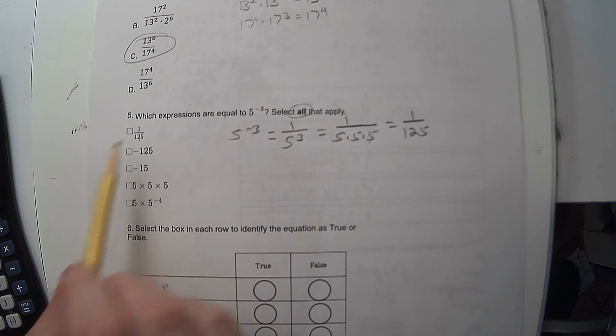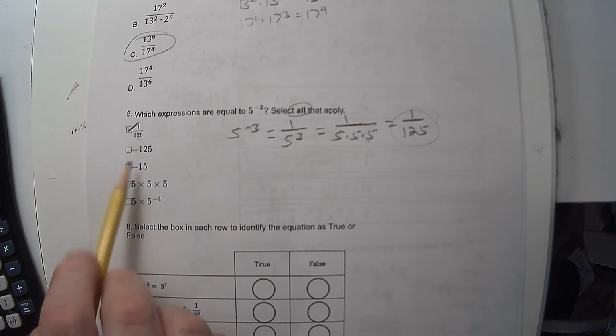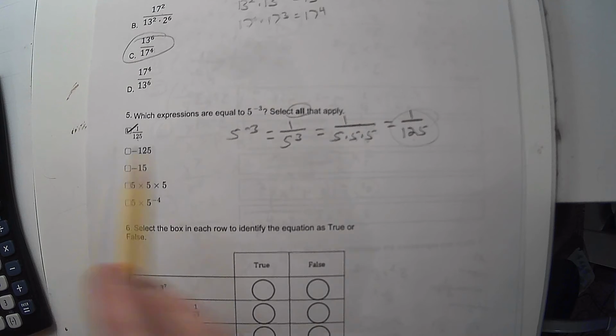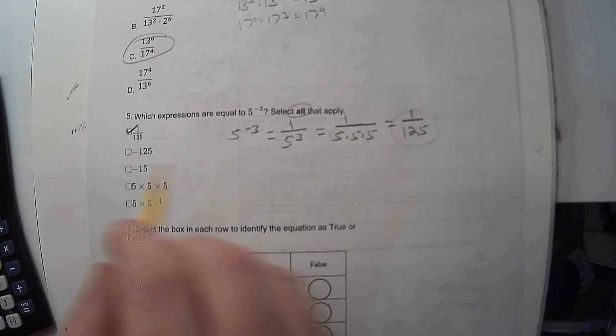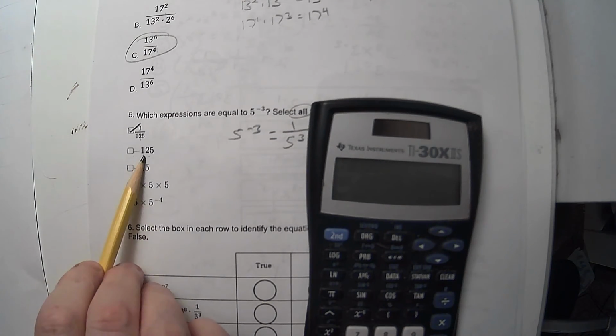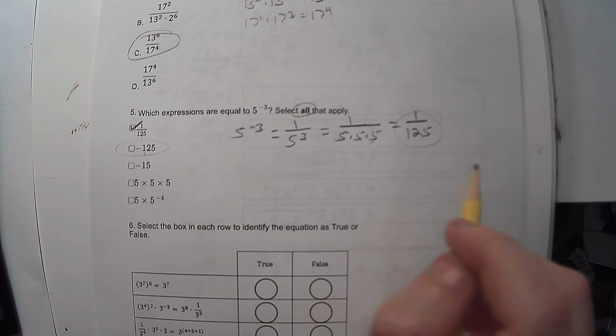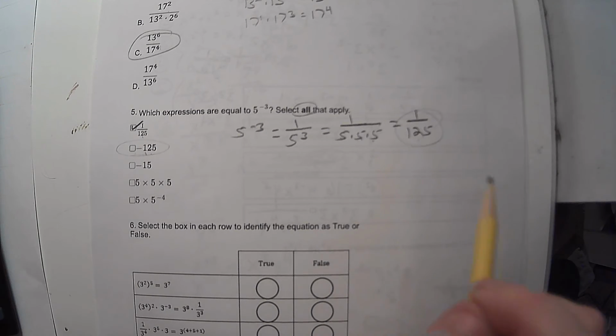Alright, so to start off, 1 over 125, I see that one over there. That one's good to go. Negative 125. 1 over 125 is not the same thing as a negative 125. So if you compare it to money, if I say a negative 125, that means I owe somebody $125. If I say 1 divided by 125, that means I have 0.008. I don't even know what that is, 0.008 of a cent. So again, those are going to be two different amounts.